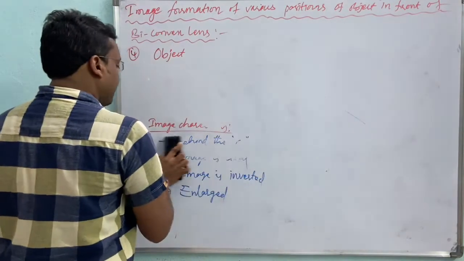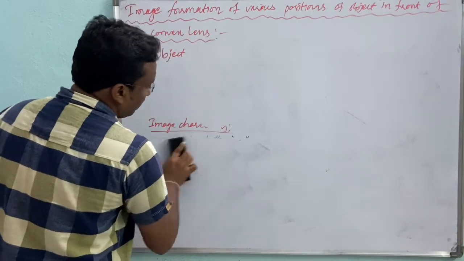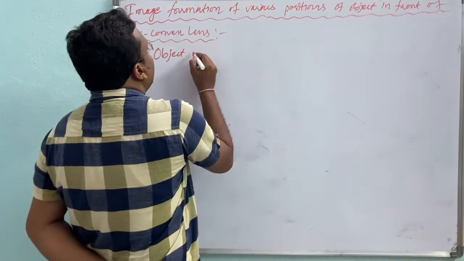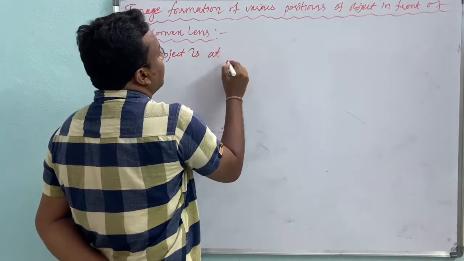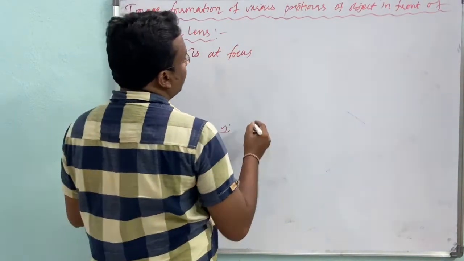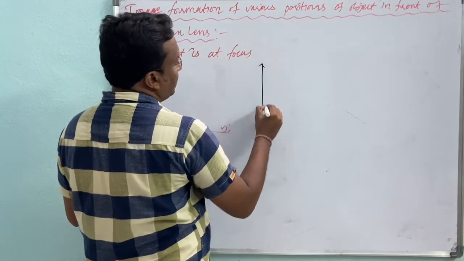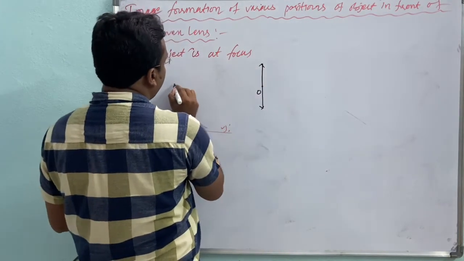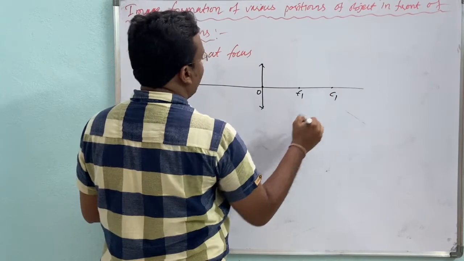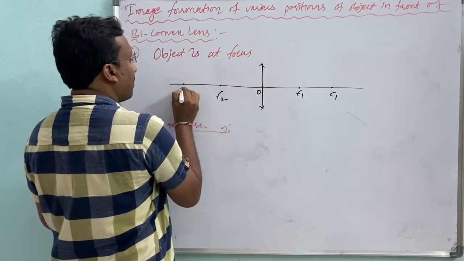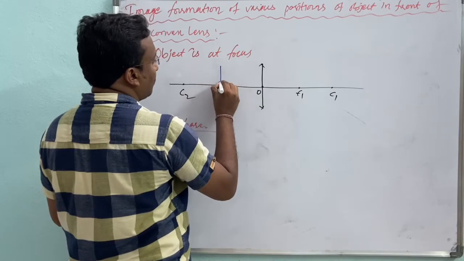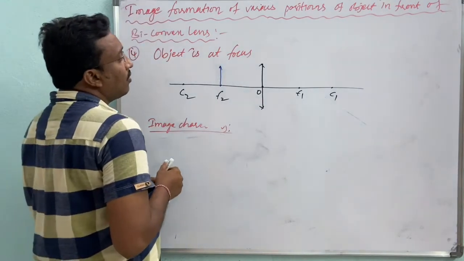Then next we are going to discuss one more position. Here the object is at focus. Now the object is located on focus, then how does it form? Biconvex lens, optic center, focus, center of curvature. Now the object is located at focus.